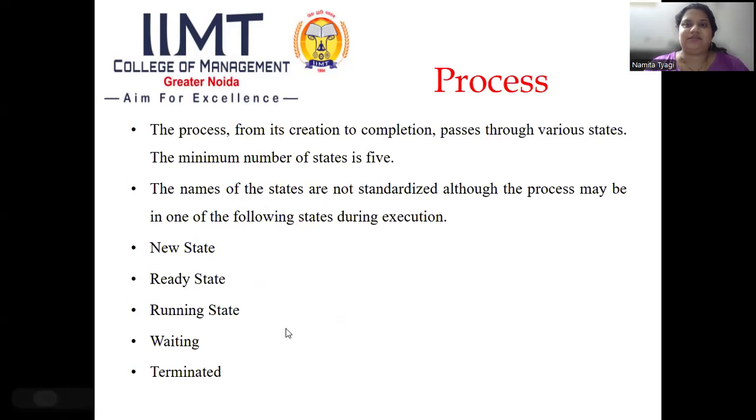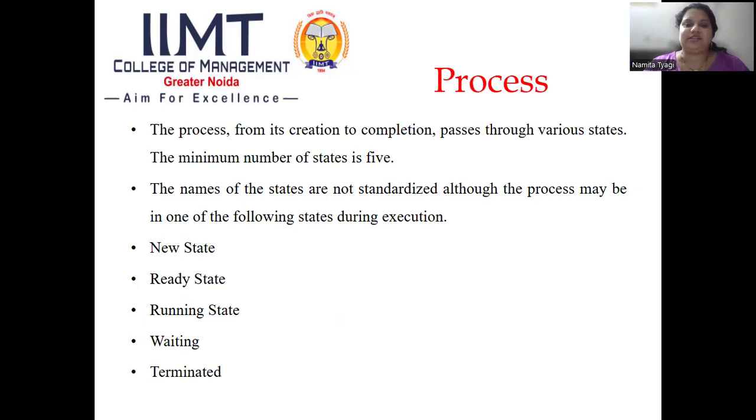So let's start with what is a process. The process is a program under execution, or we can say that the process from its creation to completion passes through various states. The minimum number of states is 5. These are the following states that we have covered in these slides.